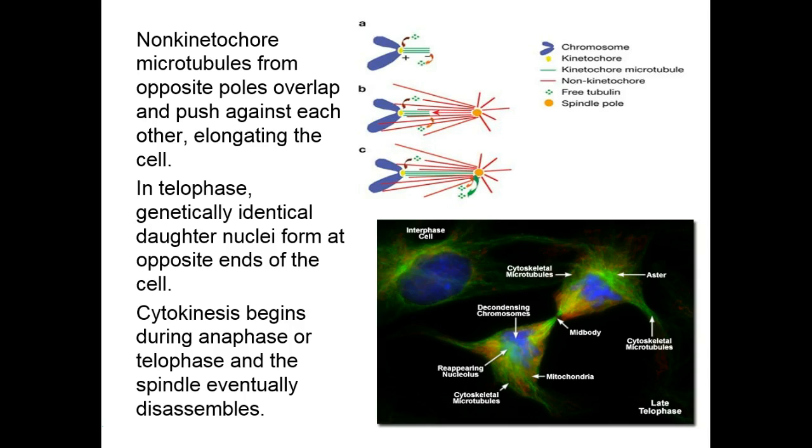And then, as I said, the non-kinetochore microtubules will push and pull against each other, basically to change the shape of the cell, elongate it. Remember, one cell is going to become two. It has to elongate. And then in telophase, the identical daughter nuclei form at opposite ends, and then cytokinesis begins during anaphase or telophase, and the spindle eventually disassembles.